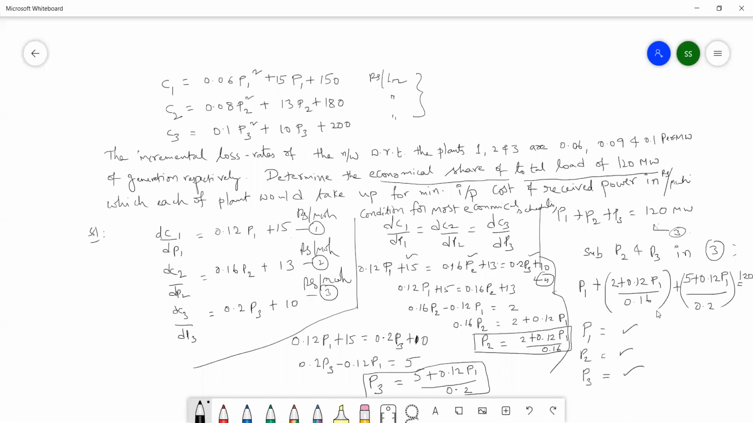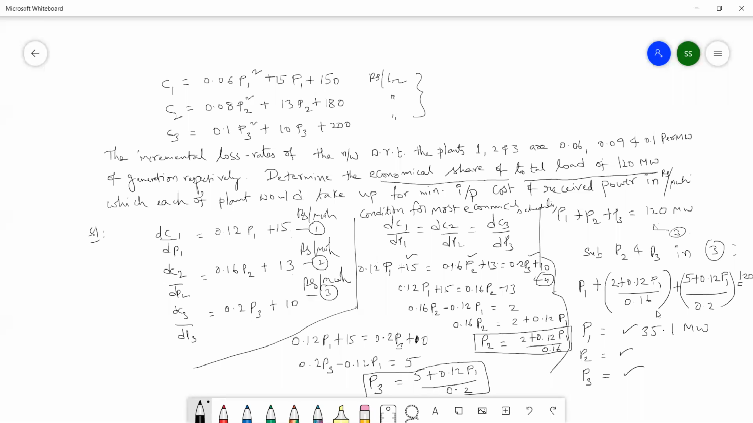How much is the value of P1? If you calculate P1, that should be enough. Easily you can calculate P2, P3. Sir, P1 equals 35.106. We can keep it as 35.1 megawatt.